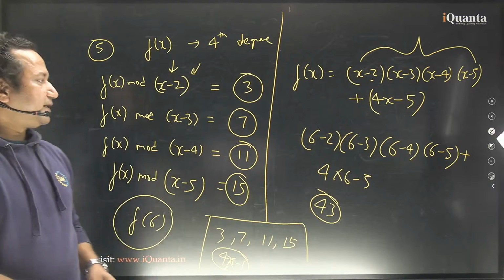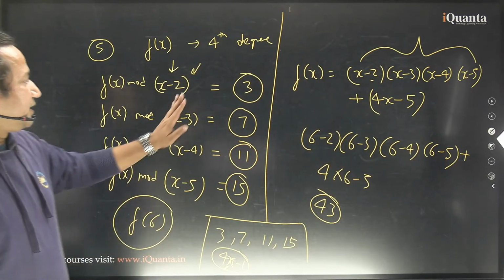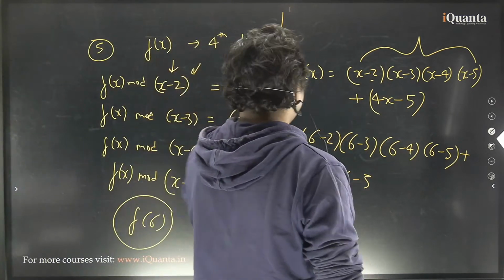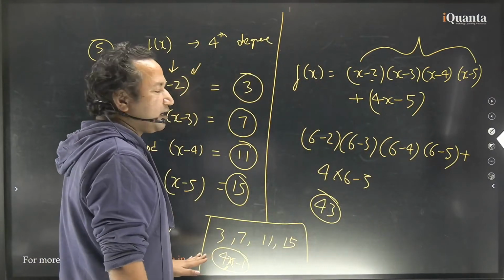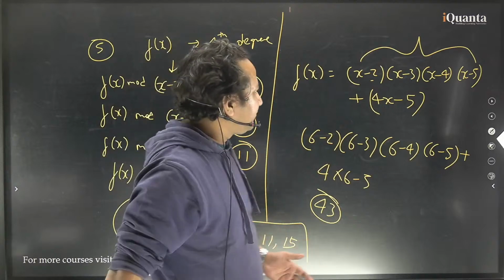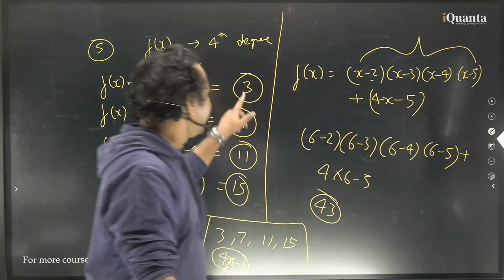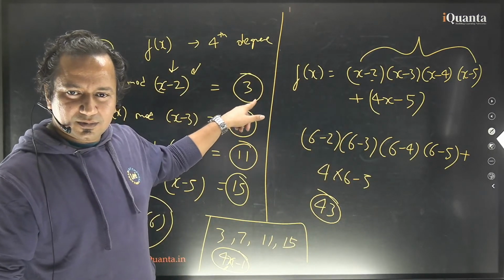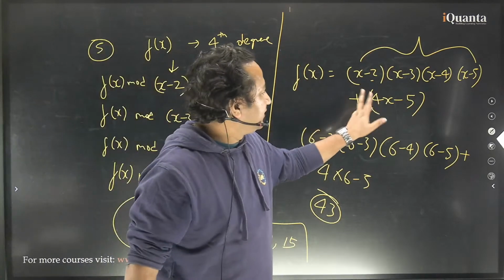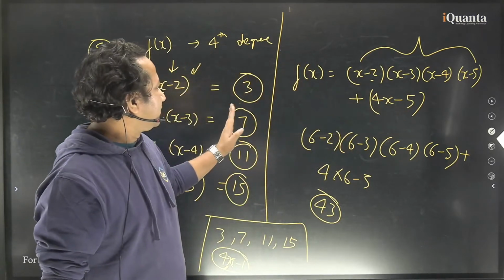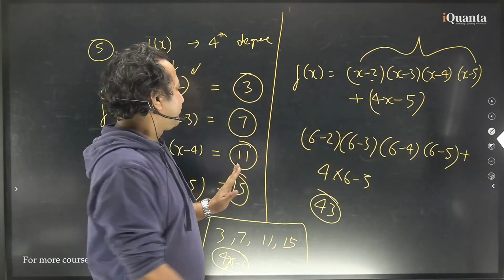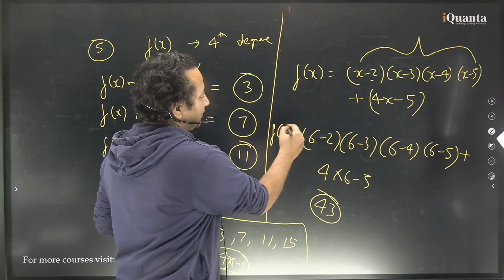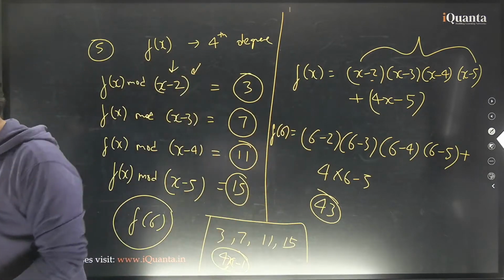एक बार जल्दी से मैं इसको फिर से एक्सप्लेन करता हूँ. f(x) की वैल्यू क्या होगी? इन सब का प्रोडक्ट प्लस द रिमाइंडर, and remainder is 4x minus 5. How do I get it? I want something, if I put 2 here, I should get 3. So 4x minus 5, 4 2s are 8, minus 5 is 3. 3 put करूँगा तो मुझे 7 मिला, 4 3s are 12, minus 5 is 7. Once I get that, I have to find the value of f(6). I'll put 6 in place of x and I'll get my answer.